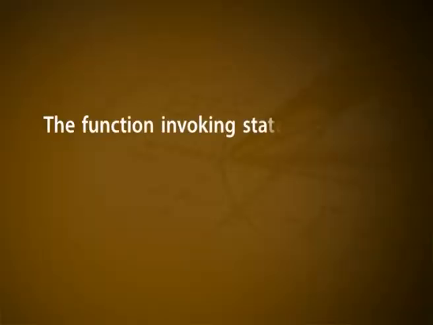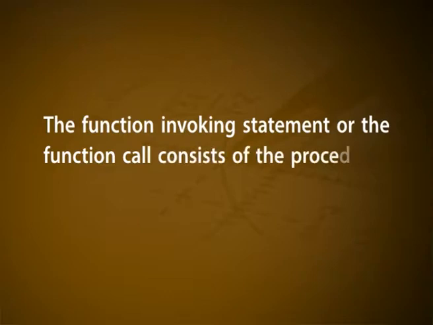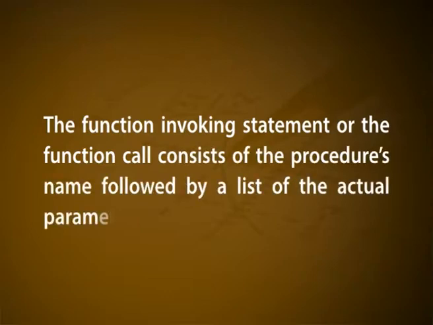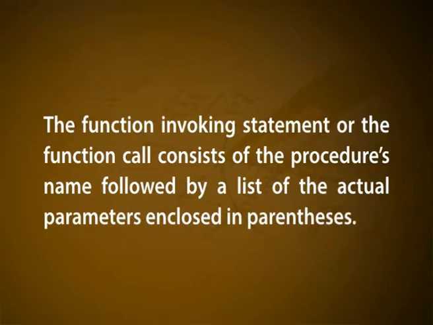The function invoking statement or the function call consists of the procedure's name followed by a list of the actual parameters enclosed in parentheses. When more than one parameter is involved, the actual parameters are associated with the formal parameters in the procedure's header entry by entry. That is, the first actual parameter is associated with the first formal parameter, the second actual parameter with the second formal parameter, and so on. The task of transferring data between actual and formal parameters is handled in a variety of ways.